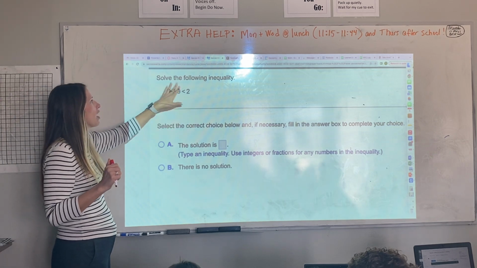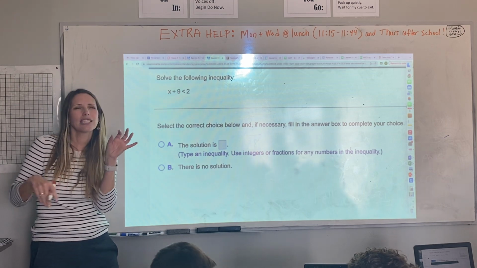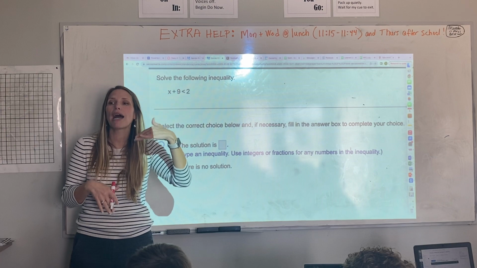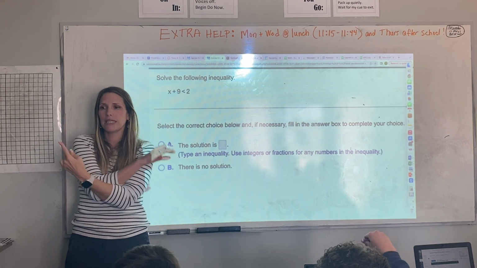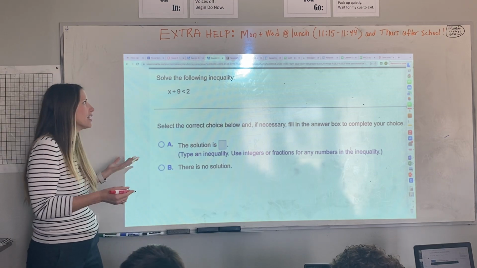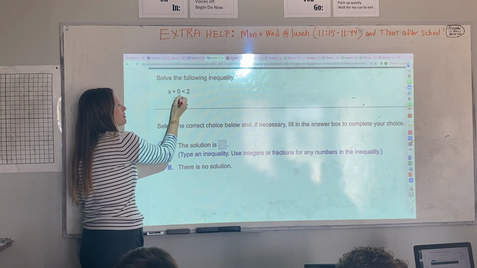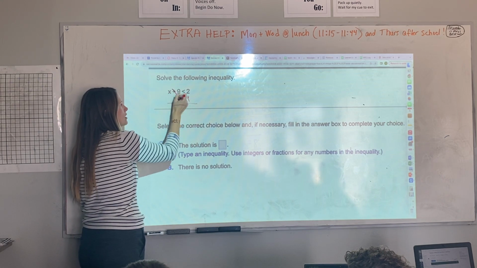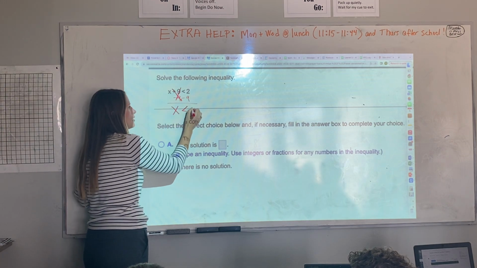Okay, so solve the following inequality. We treat it just like an equal sign unless we get to the point where we have to divide by a negative, and that will cause us to do switchies, or whatever you want to call it. This is not the case though. For this, it's just whatever we would normally do. Subtract 9 on both sides, and we get x is less than -7.